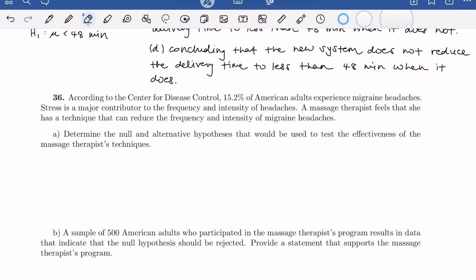So remember our null hypothesis, which we denote H naught here, is going to be the statement to be tested. So this is assumed true until we prove otherwise.